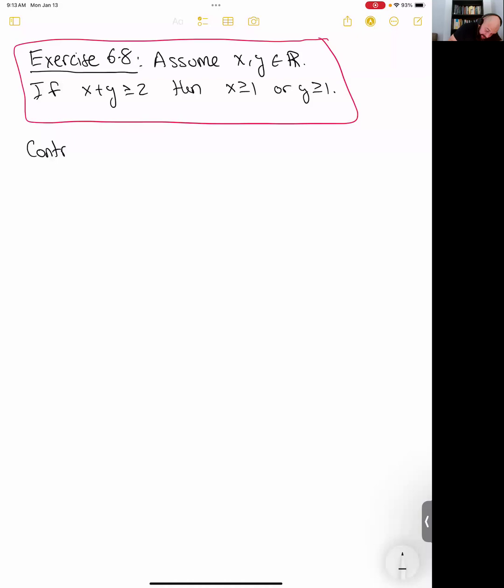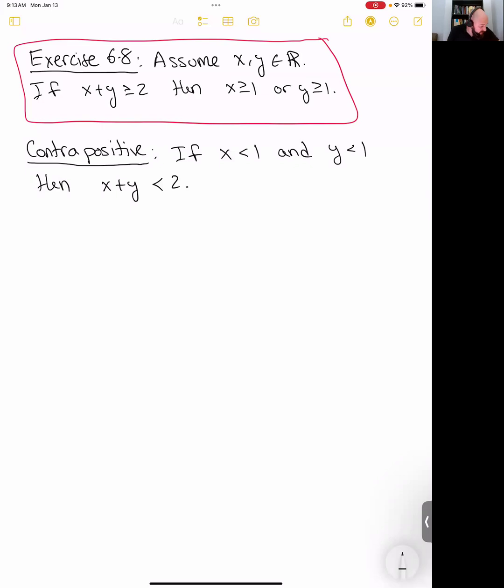So what's the contrapositive? It says the opposite of x being bigger than or equal to 1 is that x is strictly less than 1, the or becomes an and, and the opposite of y being bigger than or equal to 1 is y is strictly less than 1. So that's the not of the conclusion, and then the not of the hypothesis would be that x plus y is strictly less than 2. So that's what we're going to prove.